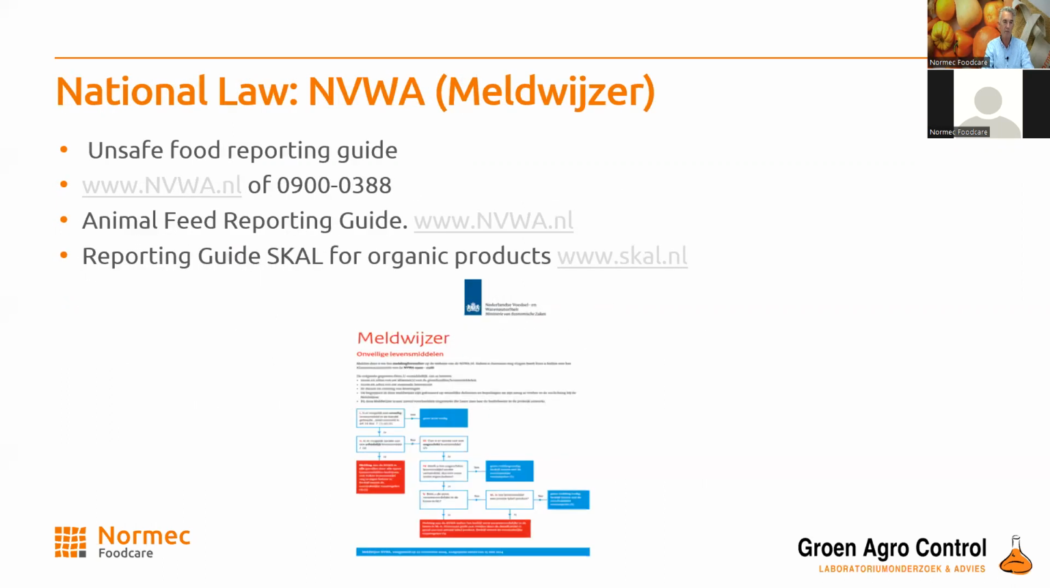Well, national law, that's the NVWA, the Dutch authorities of food safety. They have created a meldwijzer, that is a report sign, an unsafe food reporting guide. You can check the website of the NVWA, or you can call them. They also have an animal feed reporting guide, so you can also check that on the website. And for organic products, we have Skal, and also a reporting guide Skal for organic products. You can see that on the website. With the meldwijzer, you can see which steps to follow, and whether you have to inform the national authorities about problems with your products based on the residues of pesticides. If you don't know what to do, please use this guide in Holland, because it will be very easy for you to check your product.